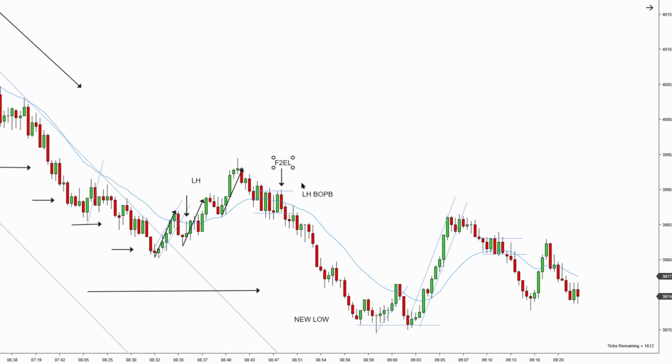Lower high, first second entry long. So here we have congestion, and when I was watching this live, I was expecting lower high breakout pullback just like here, because you have a congestion. Most breakouts of trend ranges will fail. This is what it is. This is a smaller trend range.